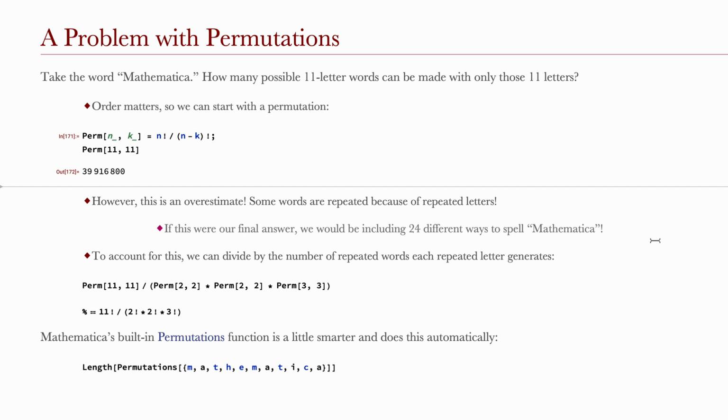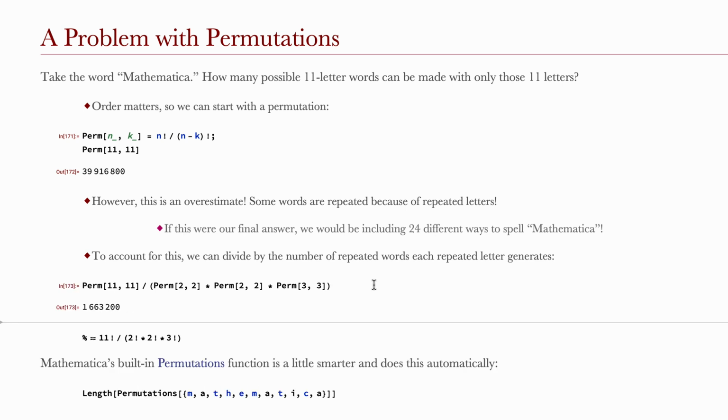To account for this, we can divide by the number of repeated words each repeated letter generates. This gives us our final formula as permutations of 11, 11 divided by permutations of 2, 2 times permutations of 2, 2 times permutations of 3, 3. Evaluating this vastly decreases our final answer, giving us 1,663,200 different possible 11-letter words.